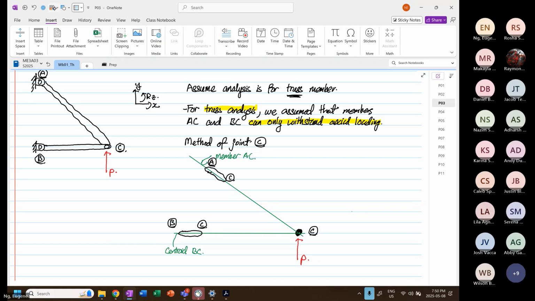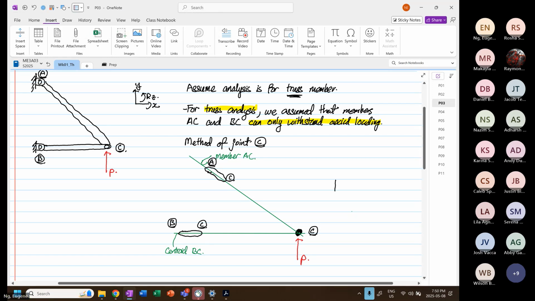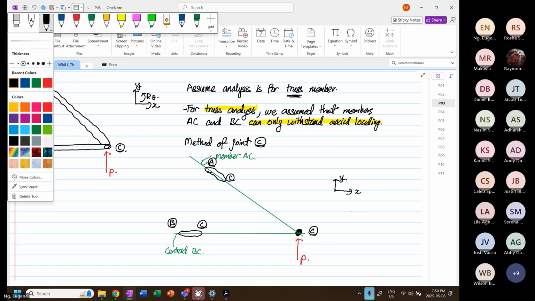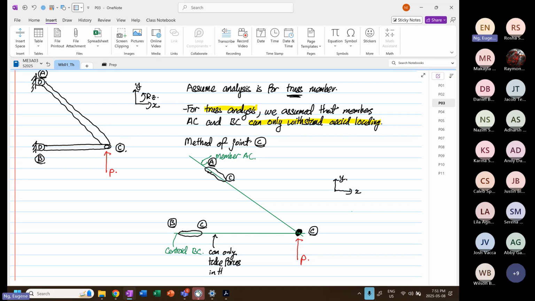By looking at what we have now, member BC, if I'm going to call the components X and Y, for member BC, or this line over here, it can only take forces in what direction? X direction, because it's running horizontally. It cannot take any vertical direction.